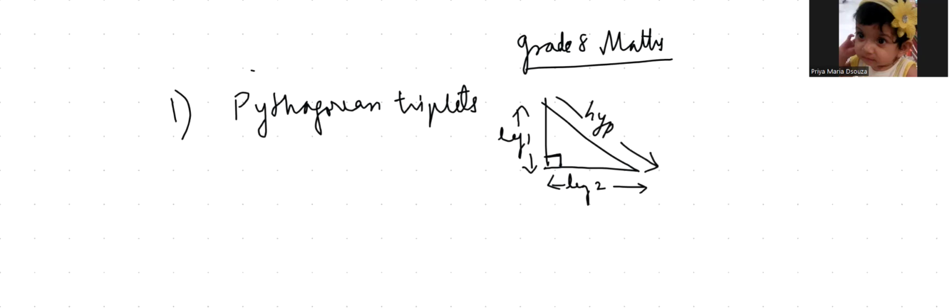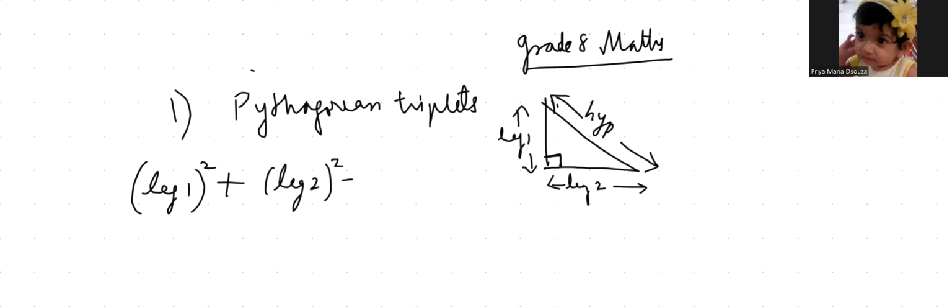So what does this Pythagoras theorem state? That the square on leg 1 added to the square of leg 2 will be the square of the hypotenuse. So Pythagoras theorem states that leg 1 square, leg 1 is nothing but the sides. The non-hypotenuse sides are called legs of the right angle triangle. Leg 1 square plus leg 2 square is equal to the square on the hypotenuse.